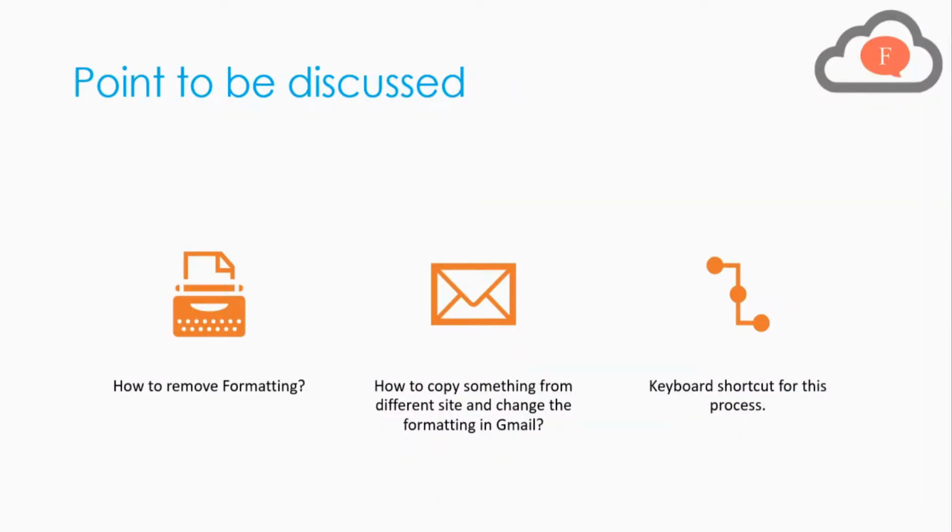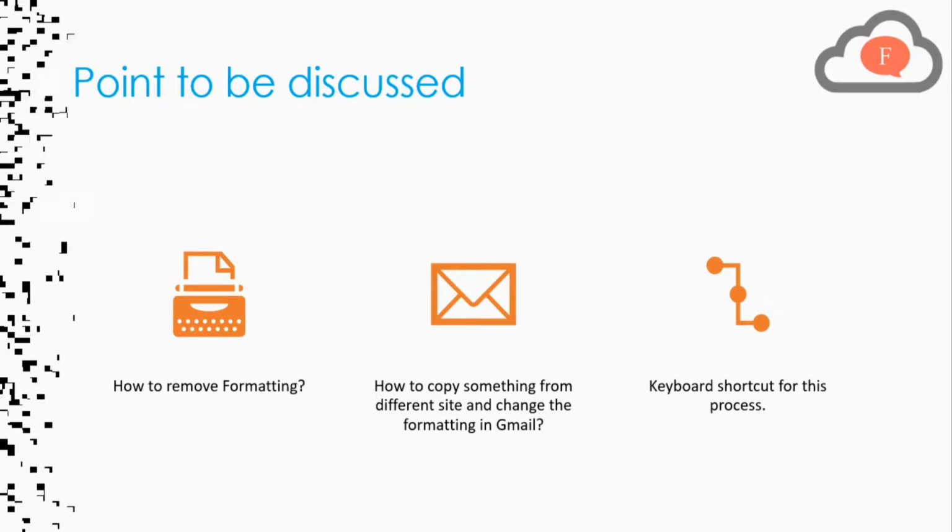In today's video, I am going to tell you how to remove formatting while composing your mail, for data you have copied from certain sites that have the formatting of that particular site or that particular Word file. After that, we will tell you how to copy something from a different site and change the formatting in Gmail. And in the third and final component of our video, we will talk about the keyboard shortcut for this process. Now let's move forward into our Gmail account and see how all these things work.